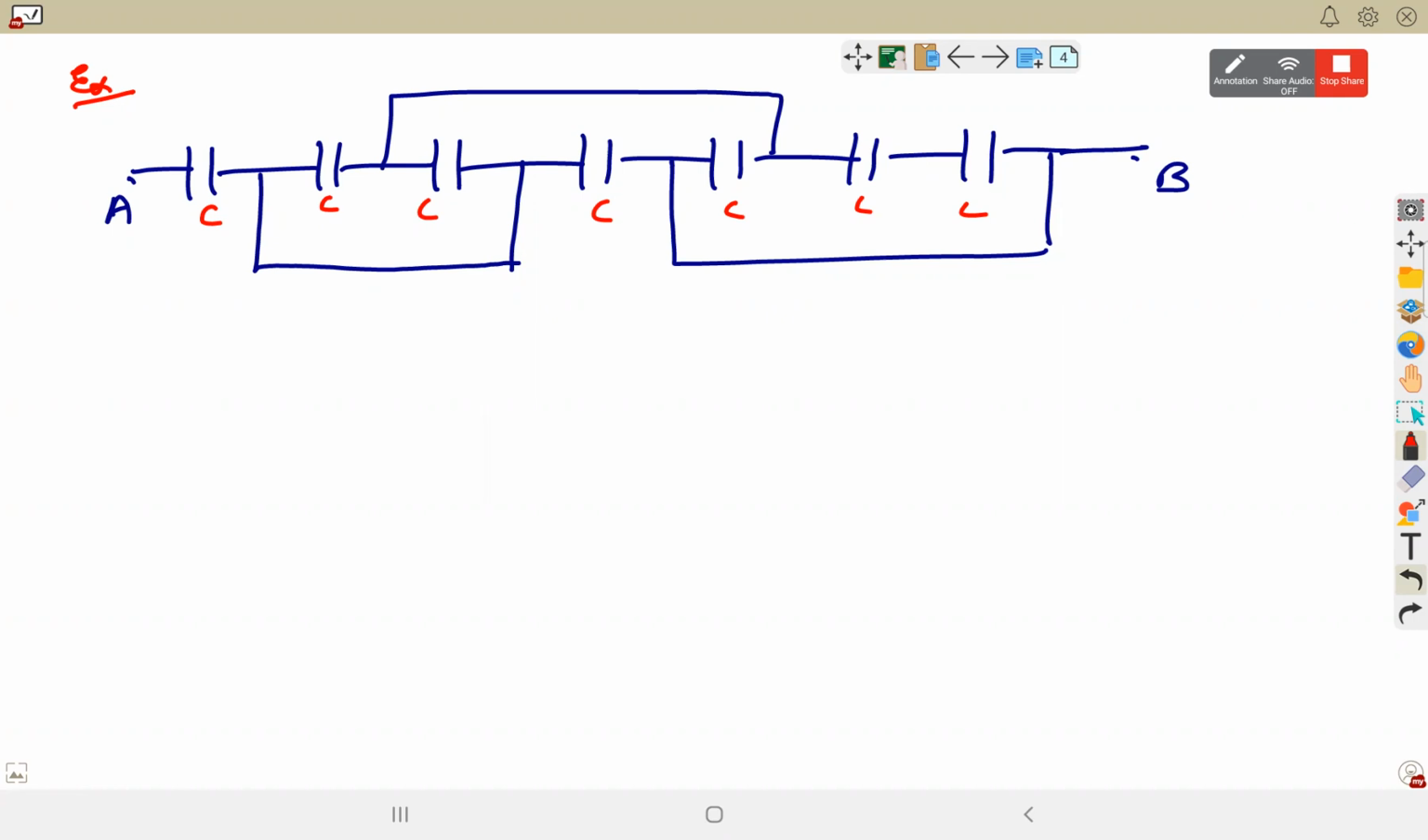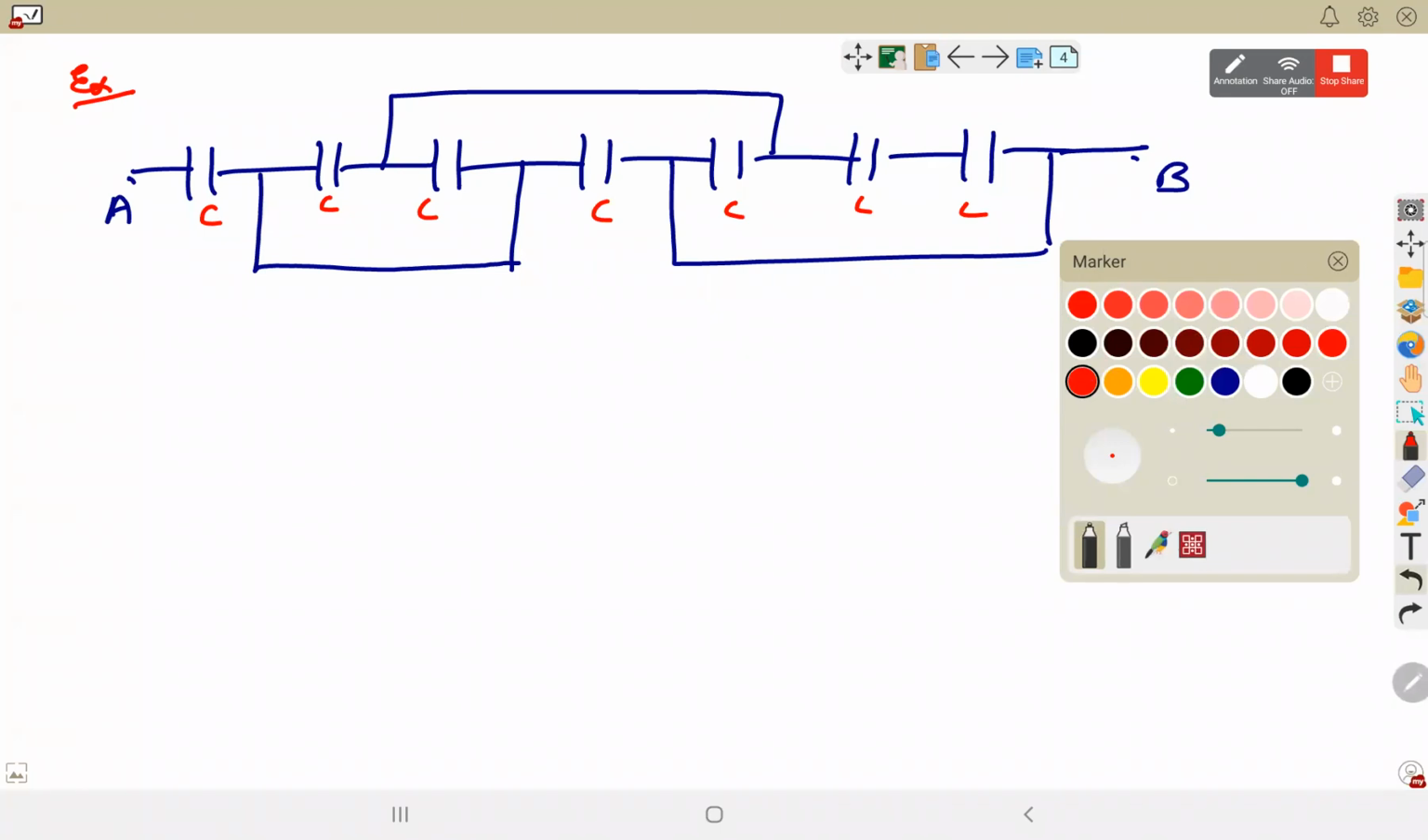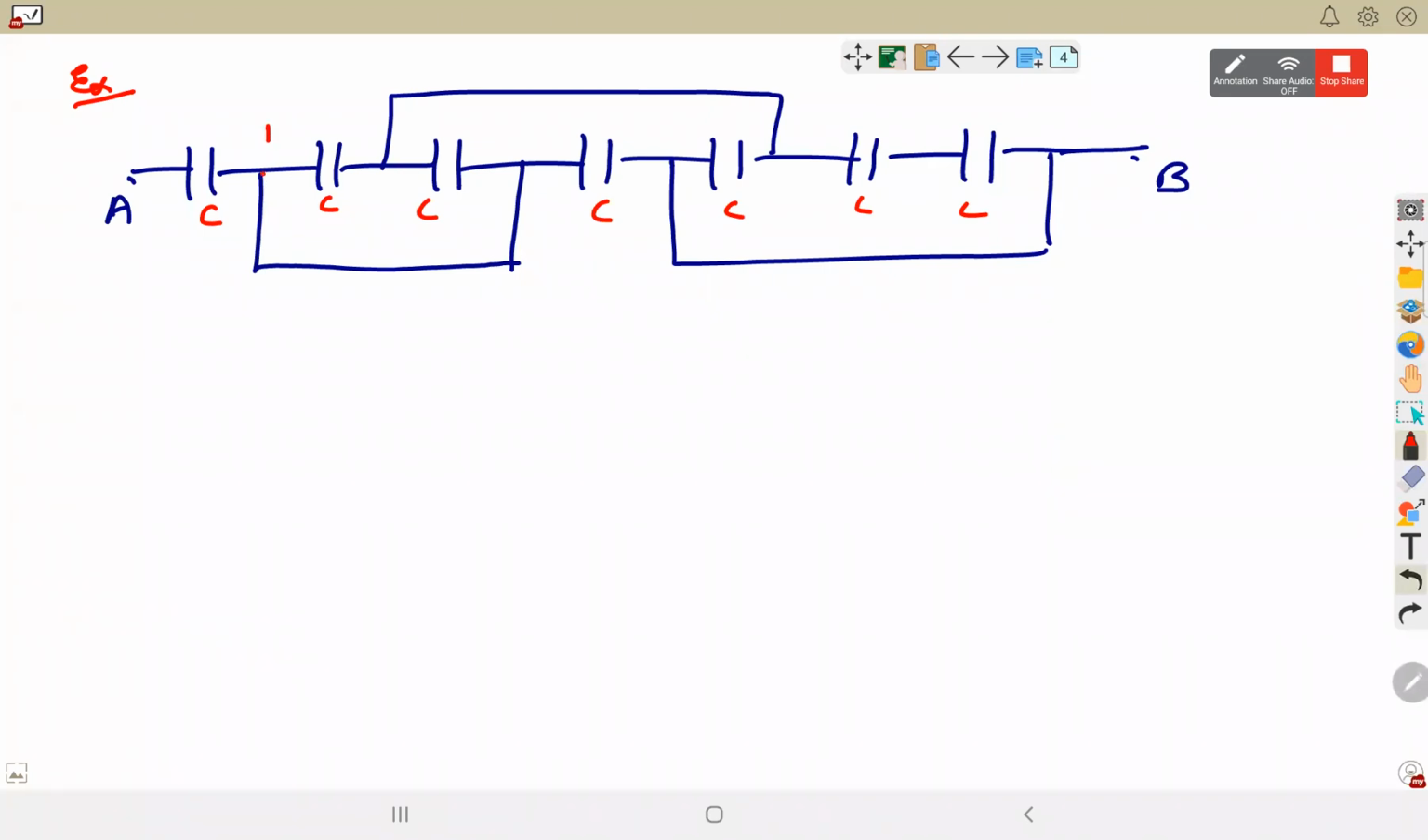Should I help? No, sir. 1 minute. Bharat, Ishaq, you understood what to do? These 2 points are same, so we can take 1 and 1. These 2 points are same, we can take 2 and 2. And this is connected to B only. This point can be taken as B.